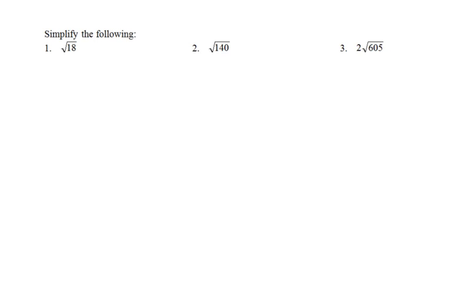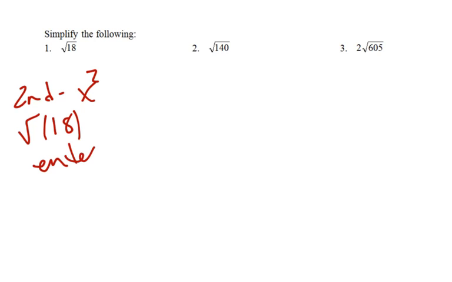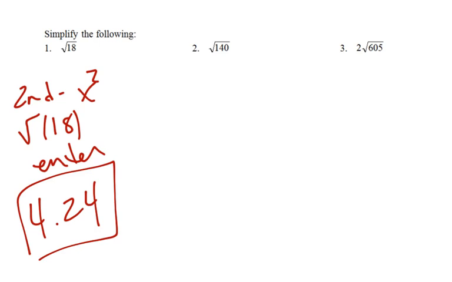If we were going to simplify the following, square root of 18, you would do second x squared. That's going to give you your square root symbol and your parentheses. You're going to type 18. You're going to close parentheses. And you're going to press enter, and you're going to round it to 2 decimals, so 4.24 is your answer for that one.